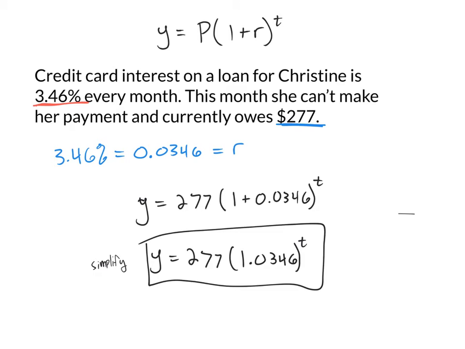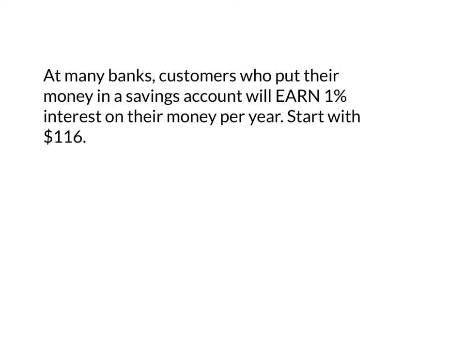There's two more example problems that I want to show you, so stick around with me. We'll go a little bit faster, but we've identified the growth rate, we've identified the starting point, and we're going to keep going. Many banks' customers put their money into a savings account which earns 1%. This actually happens, by the way.